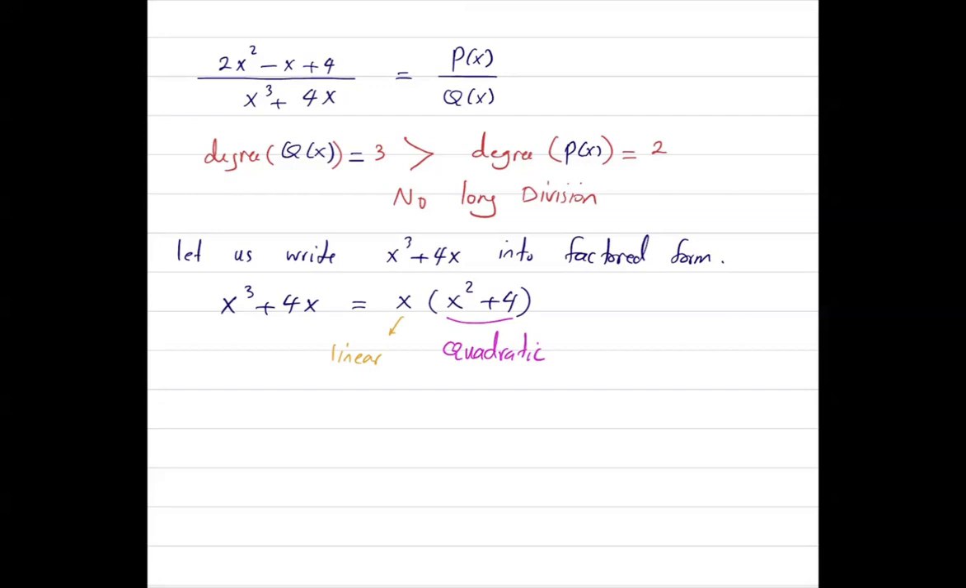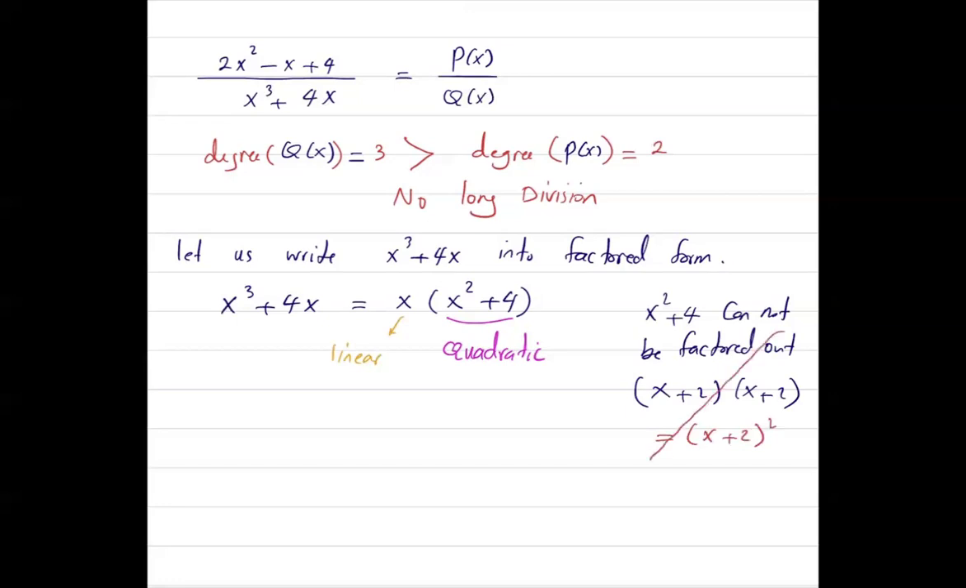X squared plus 4 cannot be factored into x plus 2 times x plus 2. This is a common mistake for students, that they write x squared plus 4 as x plus 2 times x plus 2. This is equal to x plus 2 to the second power. It is not x squared plus 4. So be careful about this part.